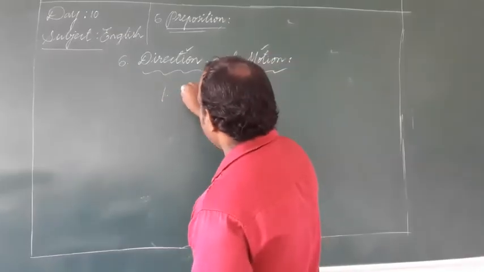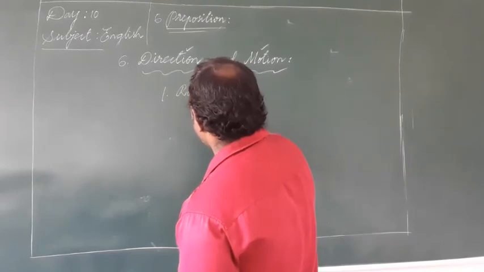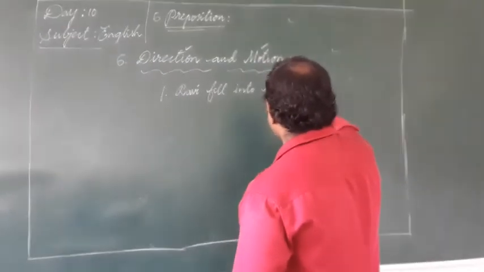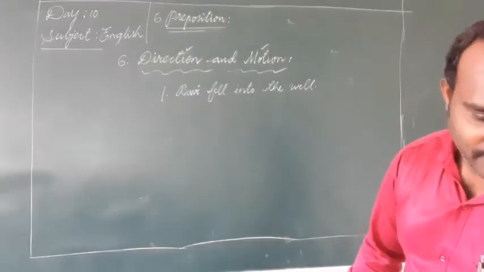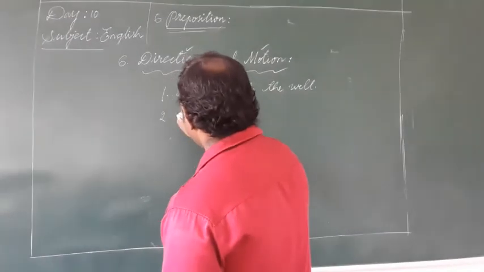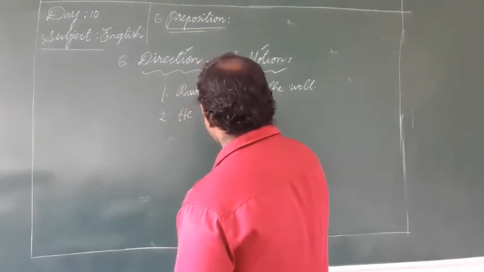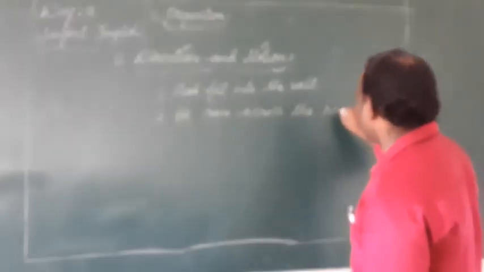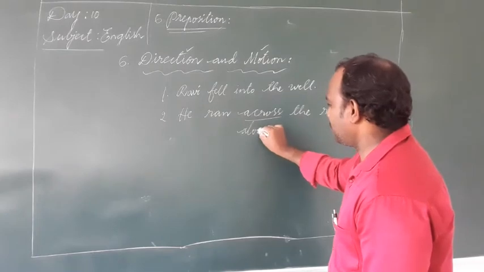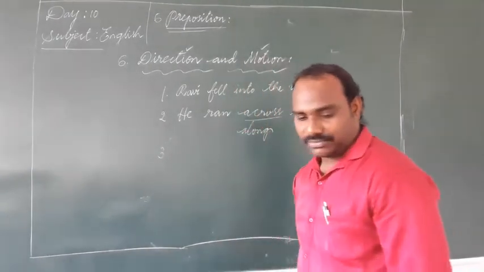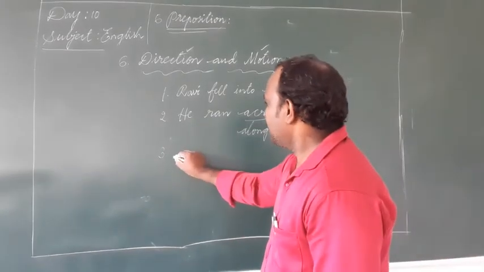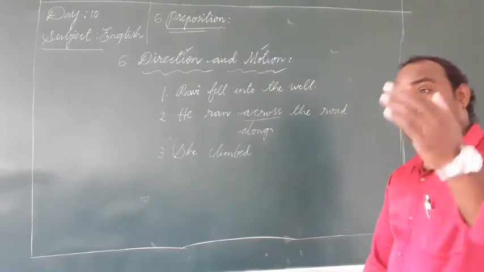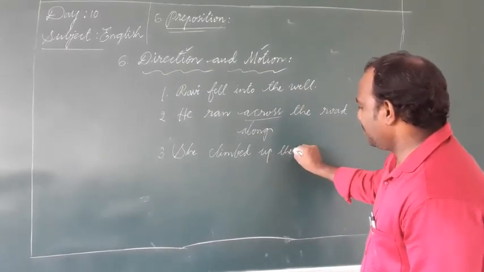First one. Ravi fell into the well. Number two. He ran across the road. Across, along. Third. She climbed up the tree, or she climbed up the stairs.